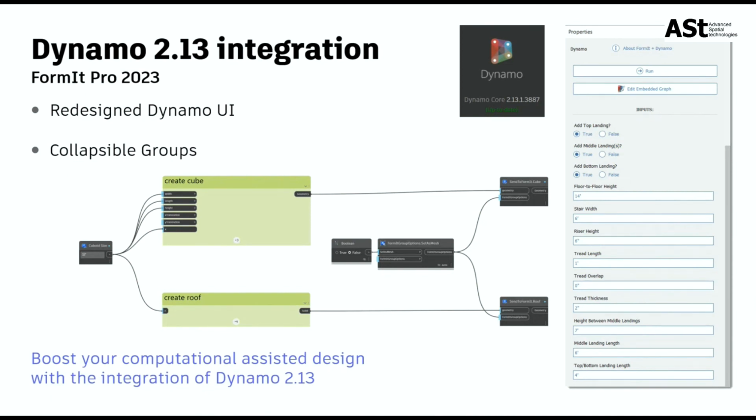Dynamo, so as usual, we've updated the version of Dynamo used in FormIt so we can deliver the latest and greatest from the Dynamo team. Among other things, Dynamo 2.13 features a completely redesigned interface, including the ability to collapse groups and simplify graphs. Dynamo 2.13 packs new features and improvements. So to know more about this, please check out the Dynamo Product Center to see what's new and improved.